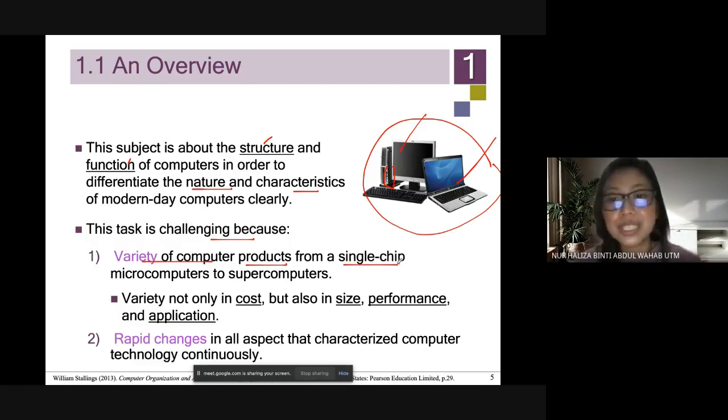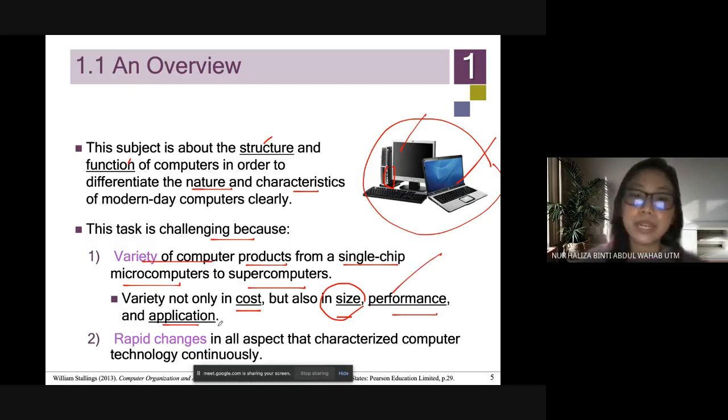So from the single chip microcomputer to the supercomputer, you need to know what a single chip microcomputer is, what a supercomputer is. The variety is not only in cost but also size, performance and application. If, let's say, you have a big size, is it good in performance? How about the application? So you need to know all of that. And second is rapid changes in all aspects that categorize computer technology continuously.